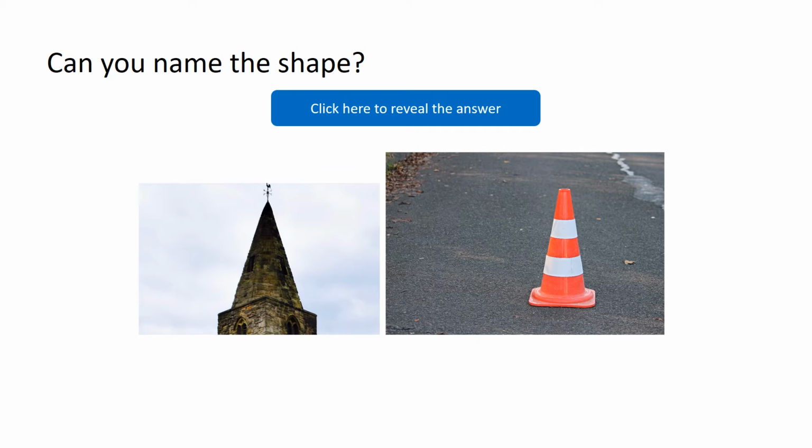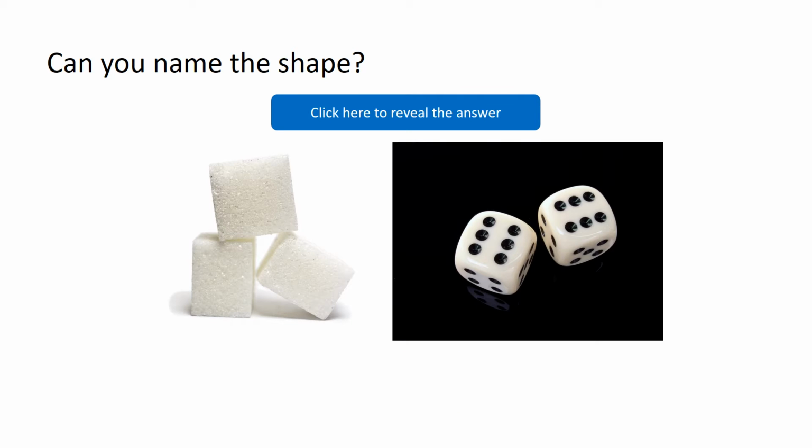We're going to play a game now to help us remember the names of 3D shapes. On the screen is going to be an image of a 3D shape, and you need to shout out the name of the shape. What shape is this? It's a cone. Well done. What shape is this? It's a cube.